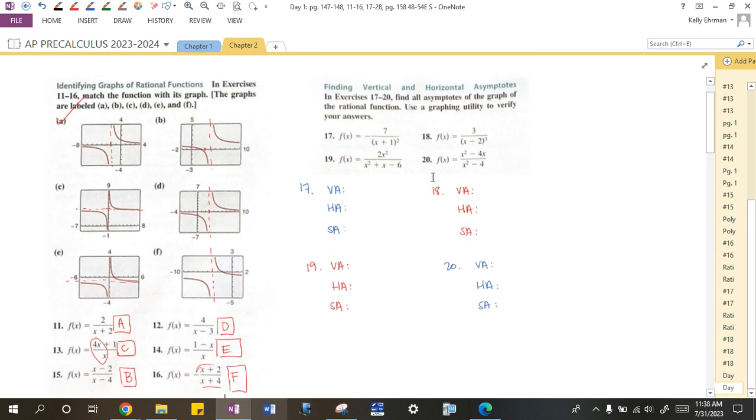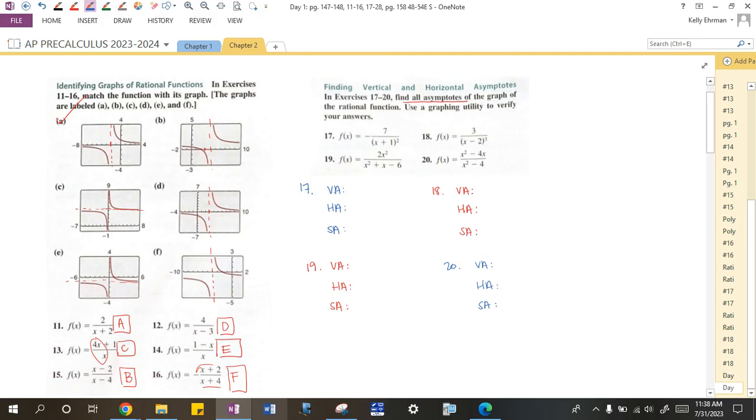Okay, in the next section it says find all asymptotes of the graph of the rational function. I'm not going to verify with a graphing utility. If you need practice typing in these rational expressions and graphing, then I would encourage you to do that with your graphing calculator, and you can check to see if you're right with Desmos if you're not sure if you're typing it in correctly. Or come to office hours and we'll get that straightened out.